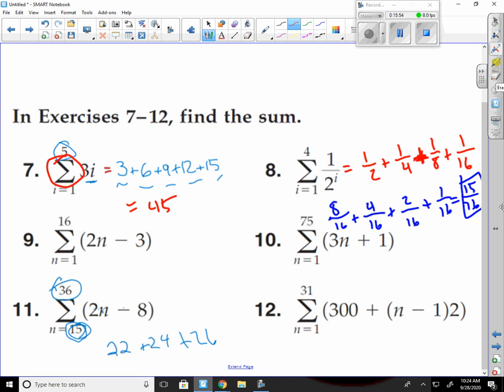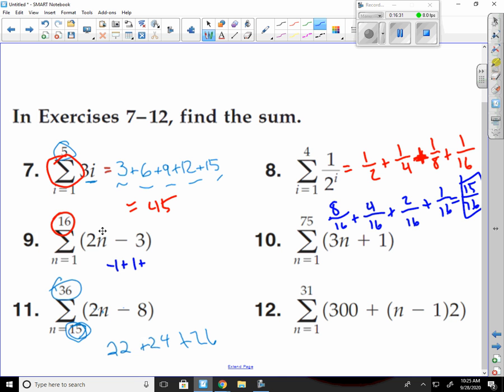Number 9. Ooh, we're going all the way up to 16. So 2 times 16 is 32. 32 minus 3 would give me my 16th term. But I have to start at the beginning. 2 times 1 is 2 minus 3 is -1. Move up to 2. 2 times 2 is 4 minus 3 is going to give me 1.